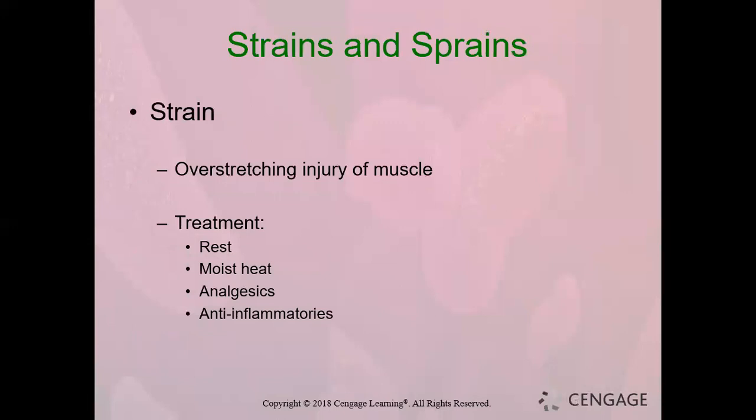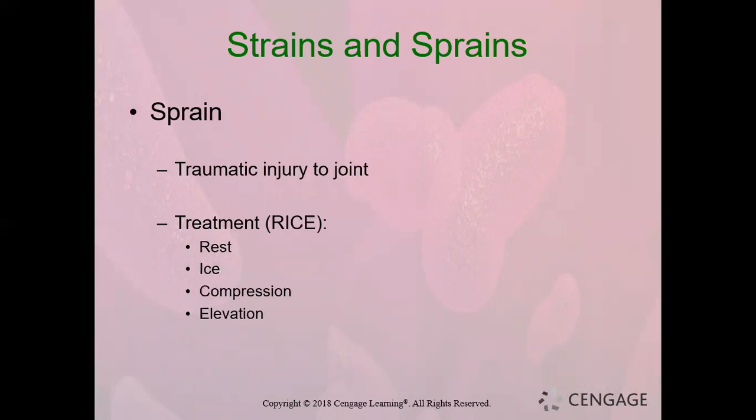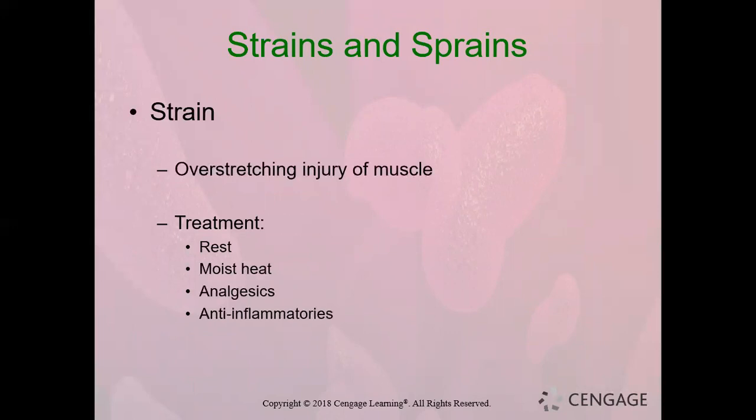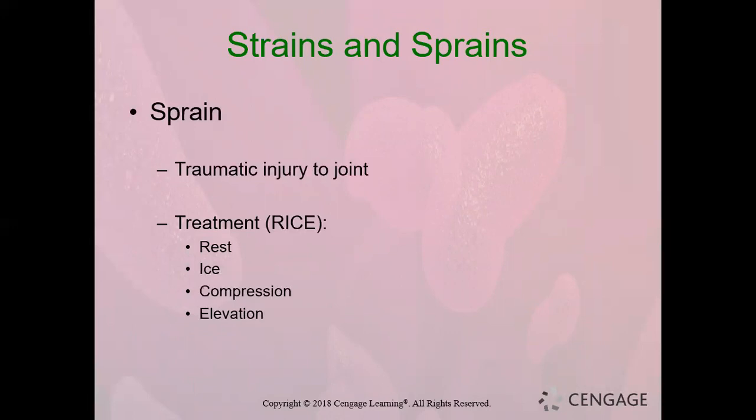Strains and sprains. A strain is just an overstretching injury of the muscle. They're going to use rest, moist heat, pain medications, and anti-inflammatories. A sprain is an injury to the joint. So this one is an overstretching injury, and this one is just a traumatic injury. Treatment is always the acronym RICE: rest, ice, compression, and elevation. And it does work for treatment of strains also.